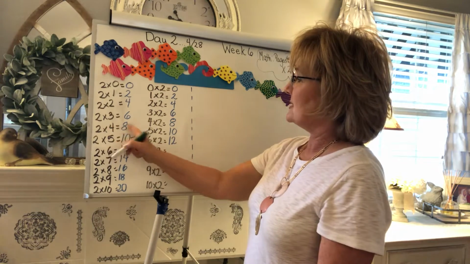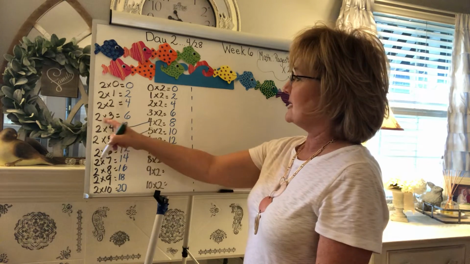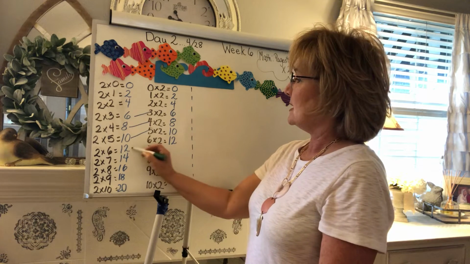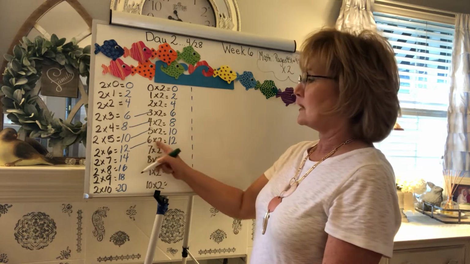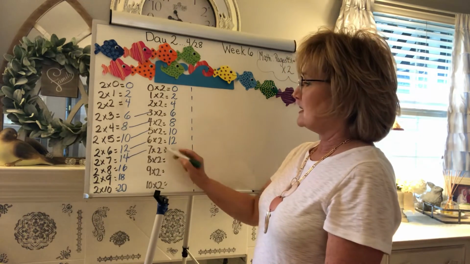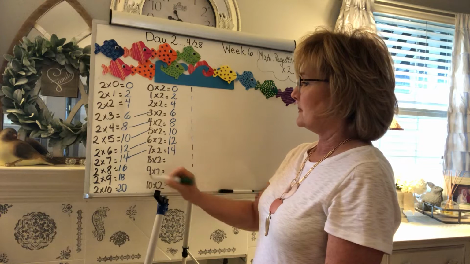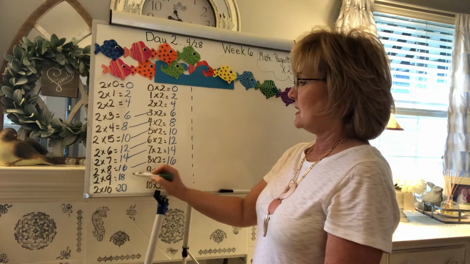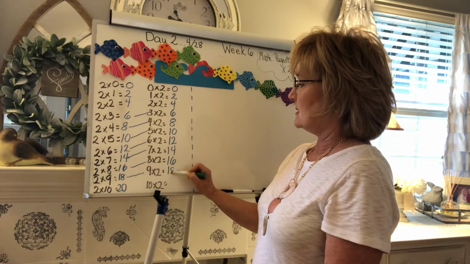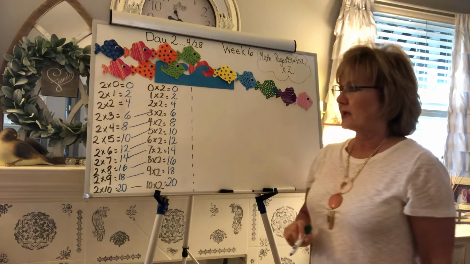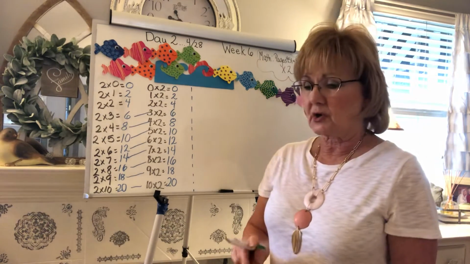2 times 4 is 8, so 4 times 2 is 8. 2 times 3 is 6, so 3 times 2 is 6. 2 times 6 is 12, so 6 twos are 12. Goes both ways. 2 sevens are 14, so 7 twos are 14. 2 eights are 16, so 8 twos are 16, and so on and so forth. Okay, so there is your multiplication table, or chart you might say.